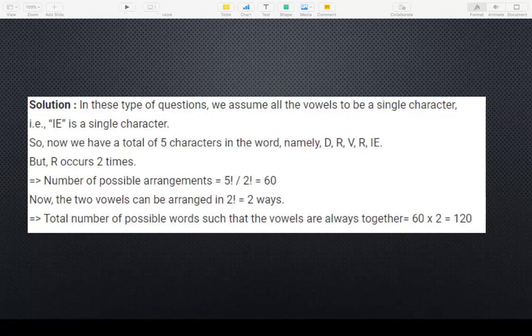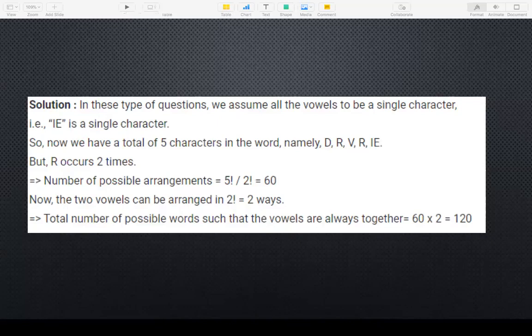So a lot of students mark the answer as 60. But what is the problem? In the given 5 factorial by 2 factorial, we have assumed that IE is tied with a rope in the order IE. But what we did not take into account is that IE can also be EI, right? During the arrangement, if you try to fix the letters in the boxes, let's say we have 6 boxes, either you can fix I and then E, or you can go for E and then I, right?